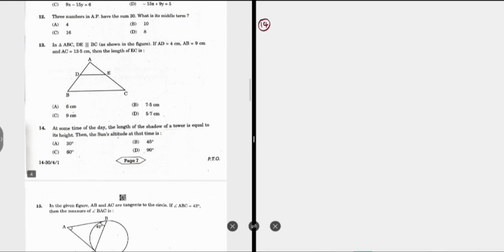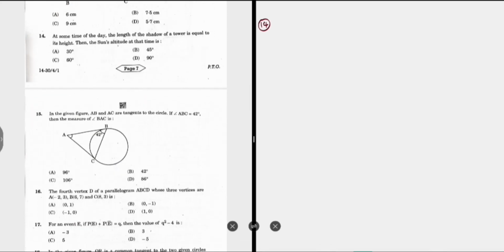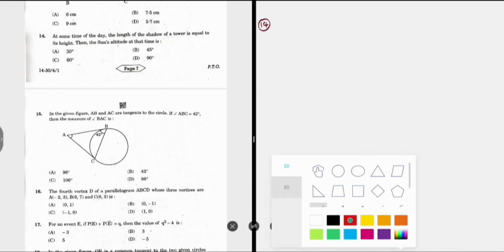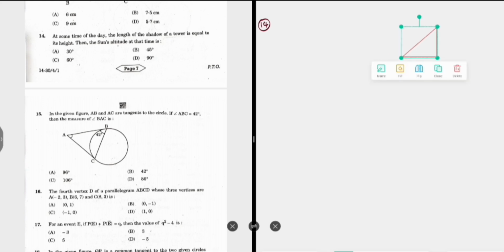Now question number 14 is about applications of trigonometry. In applications of trigonometry also we need a figure, a right angle triangle. Now when we draw the figure we get a right angle triangle. In the question it is mentioned that the length of the shadow of a tower is equal to its height. So let's take this height as x. This is also x. We have to find out this angle.